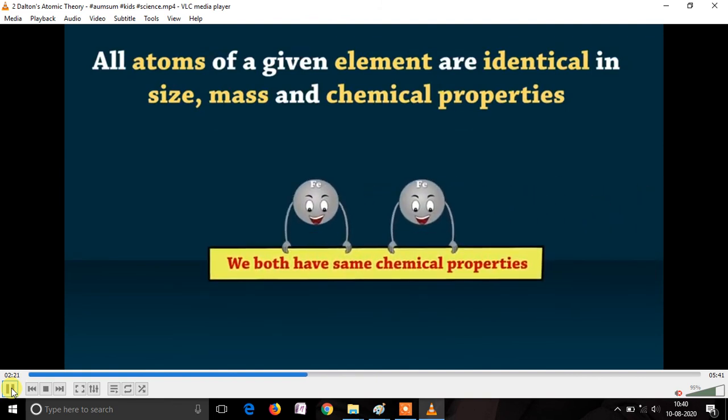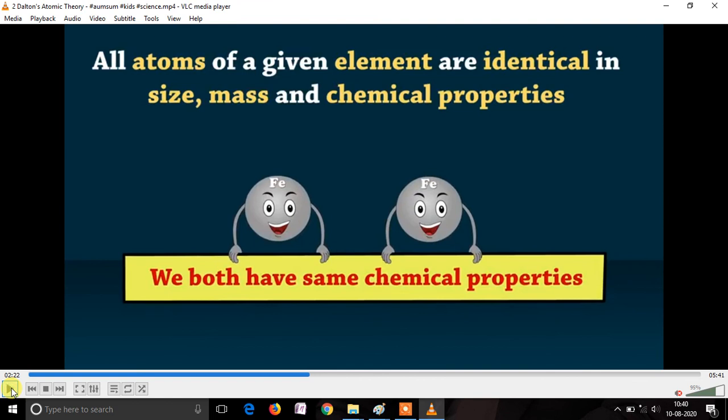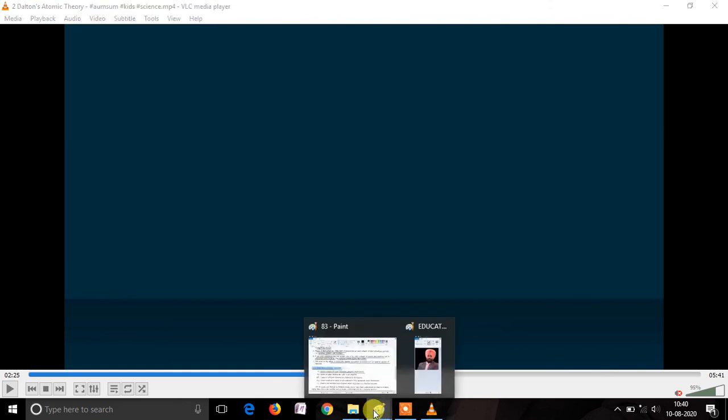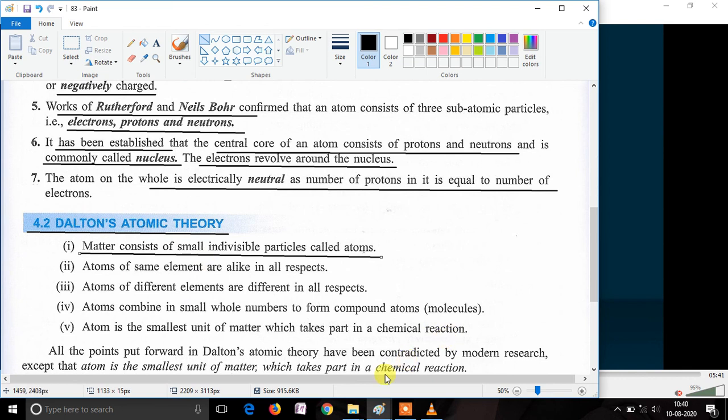It means the different atoms of the same element will have the same mass, the same size, and they will also possess the same chemical properties. And if you want to look at this point in your book, you can see that atoms of the same element are alike in all respects. This is the point which we have seen right now in the video.